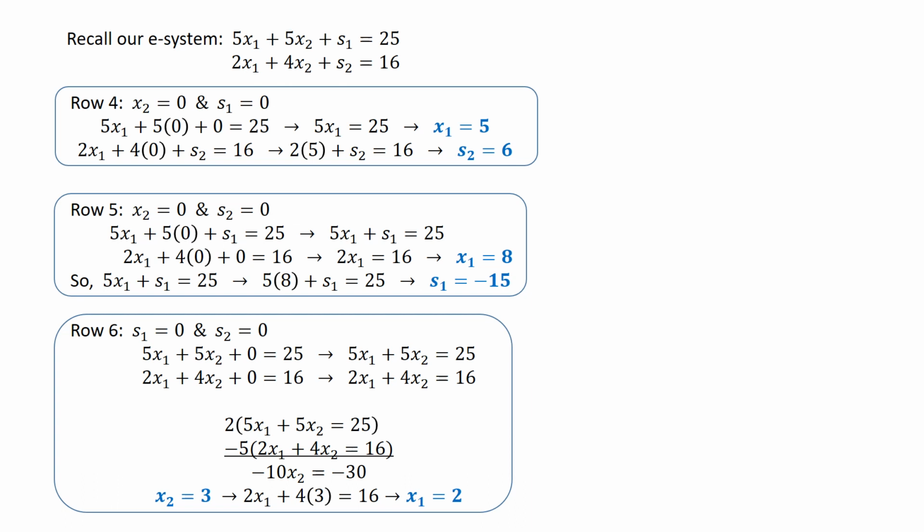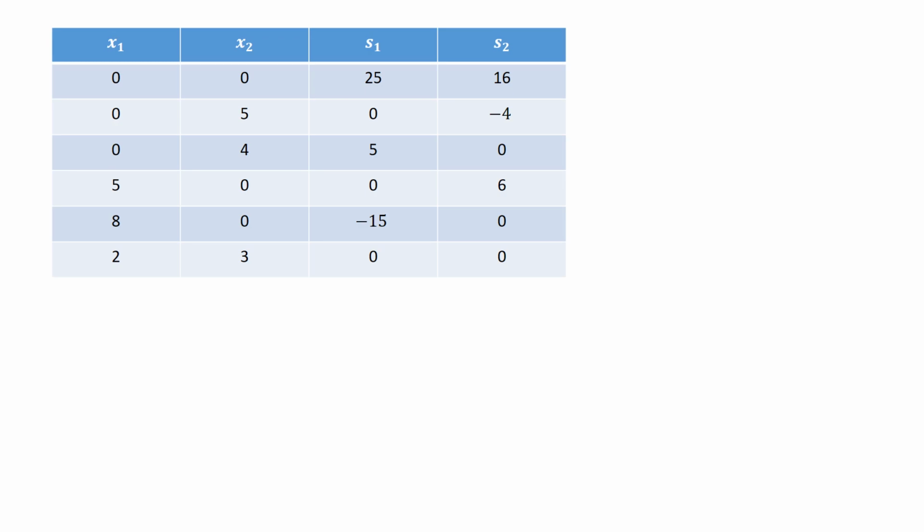Now the computation in row 6 is actually an elimination. This is actually the same computation we did in the graphical method to find the corner point 2, 3, as it was the intersection of the two lines. So this is our completed table.